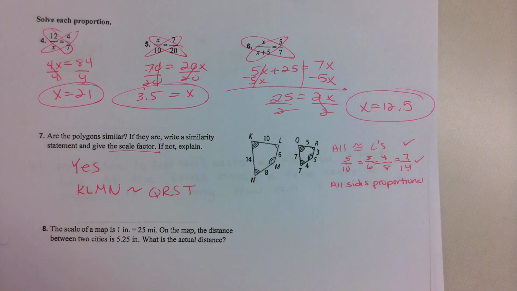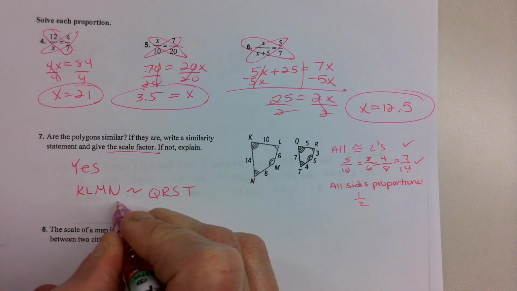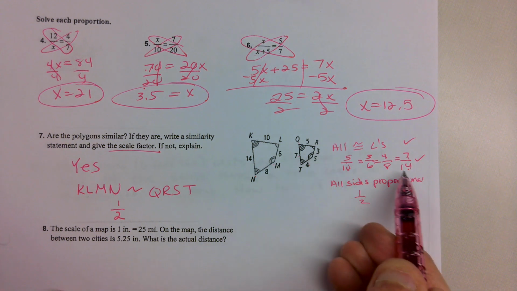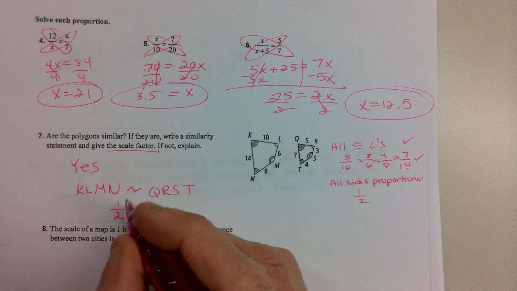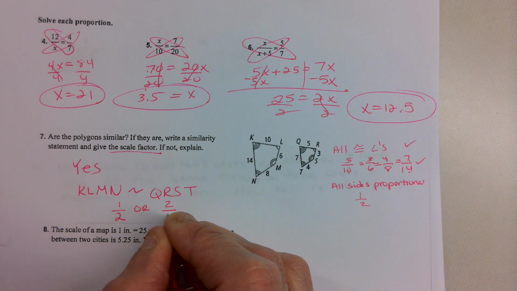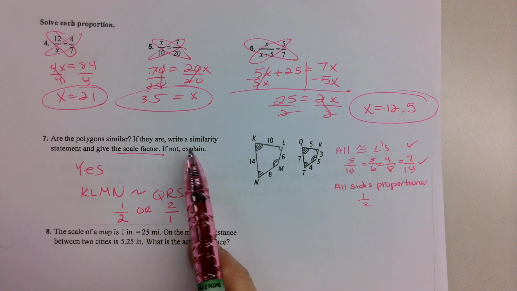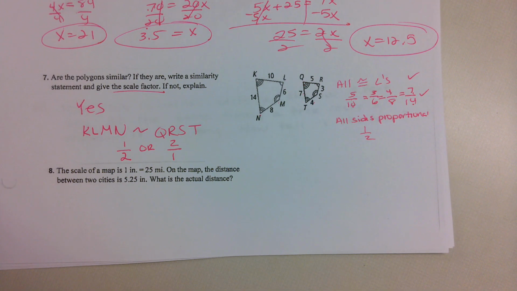And give scale factor. Okay, we already did that. It was this, but simplified. So it is 1/2. Now, it doesn't say which way to go. So I kind of did these going this direction. And since I didn't tell you, I would accept either direction. If you had 2 to 1, that's fine too. And let's keep reading. If not, well, it isn't explained. It is, so we don't have to worry about that.